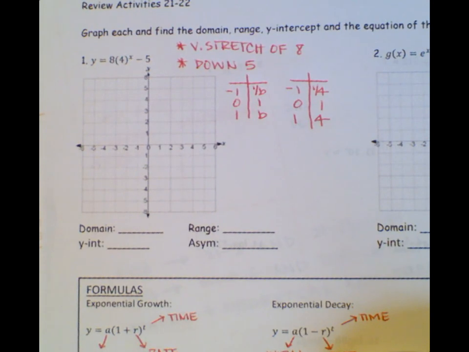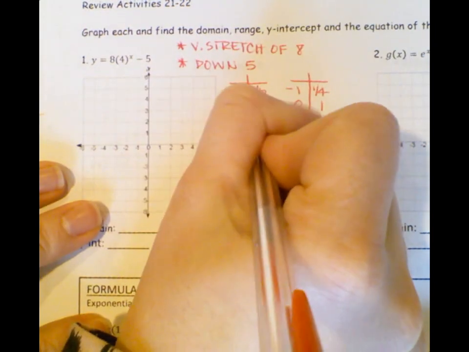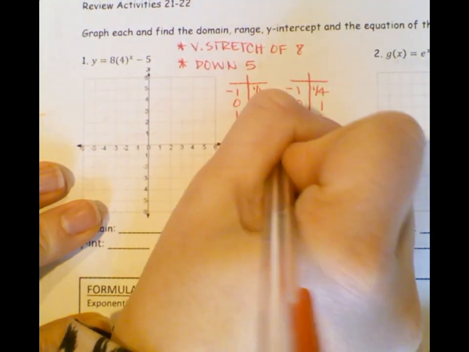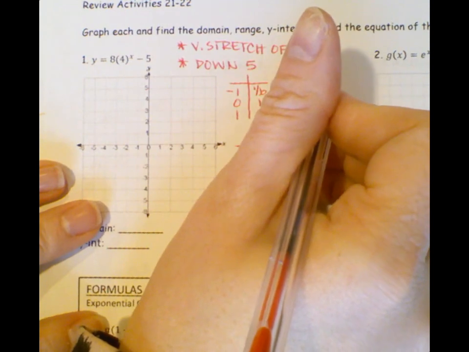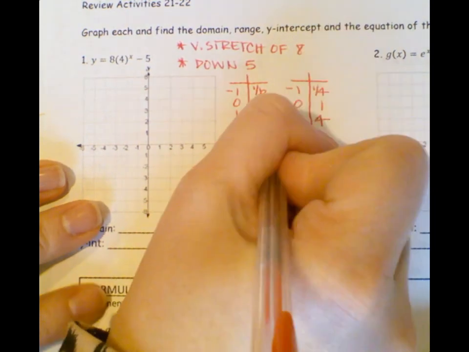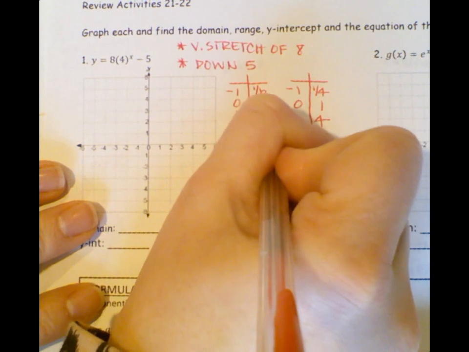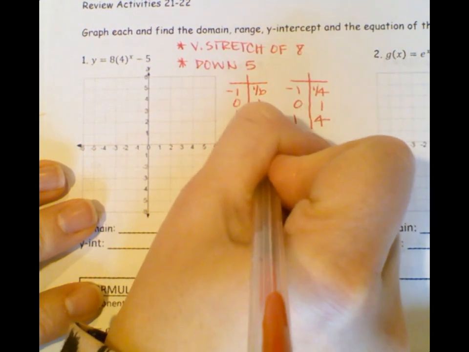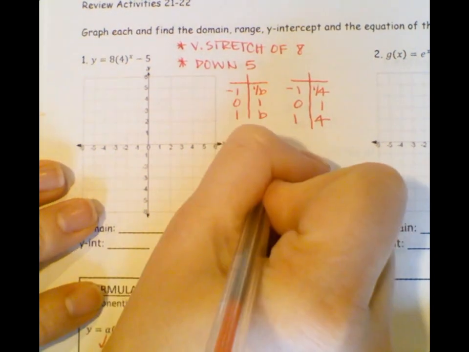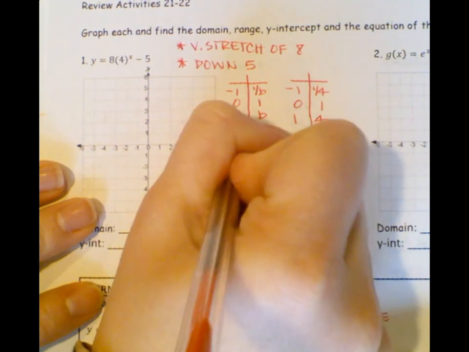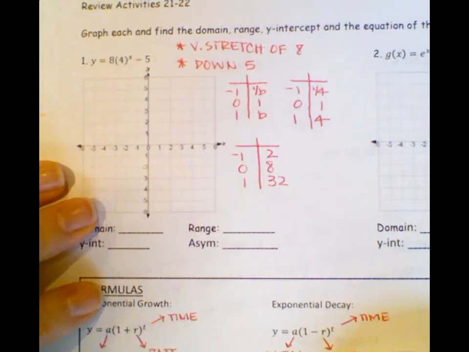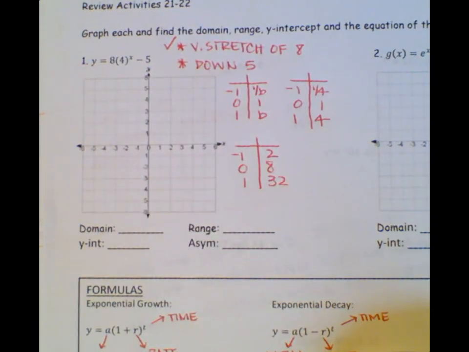So the first thing I'm going to do is the vertical stretch, and that means I'm going to multiply all the y's by 8. So 1/4 times 8 is 2. 1 times 8 is 8. And 4 times 8 is 32. Nothing happens to your x's, nothing at all. And I'm going to check off my vertical stretch because I just did it.